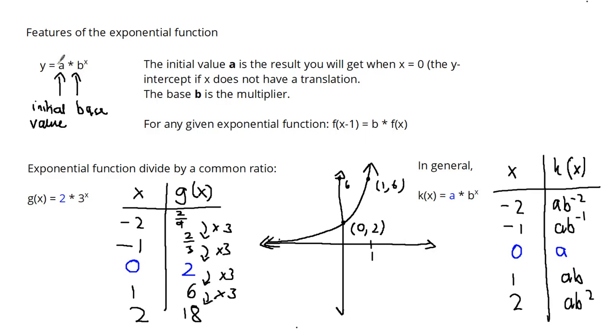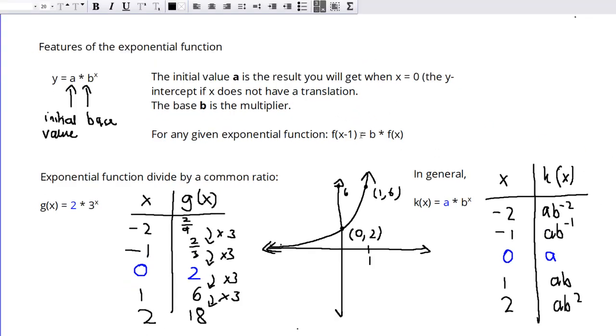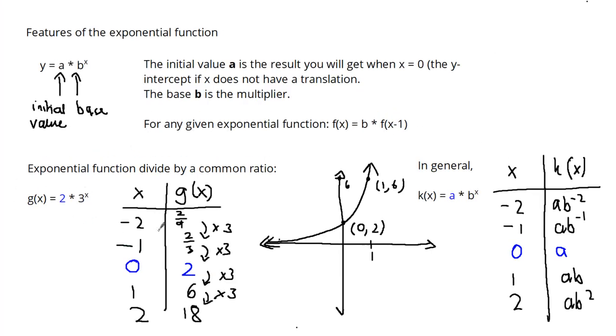So, a is the initial value. It means when x is 0, y is a, right? And then b is the multiplier. So, any exponential function, the term is b times the previous term, right? So the exponential function is defined by a common ratio.